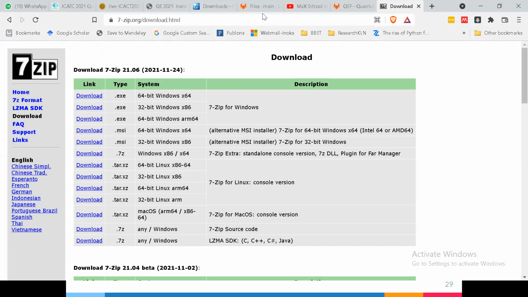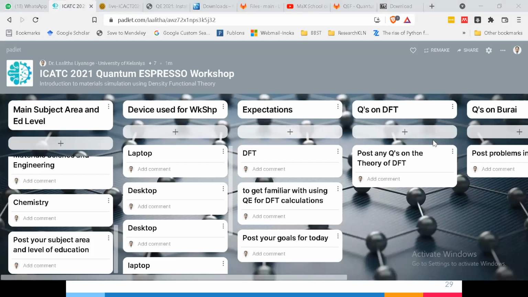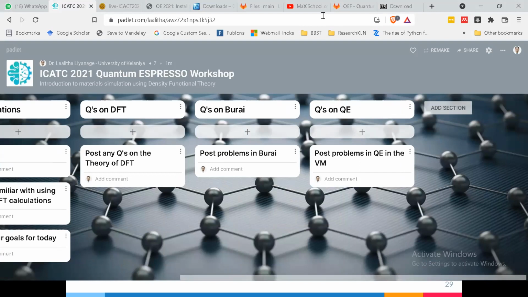I would really like it if those who have installed it can raise your hands and tell me that you have it up and running. Any problems you have, you can share on the Padlet. I have a section there, questions on DFT, questions on Burai. Any problems you have, you can mention here, and I will try to answer them.